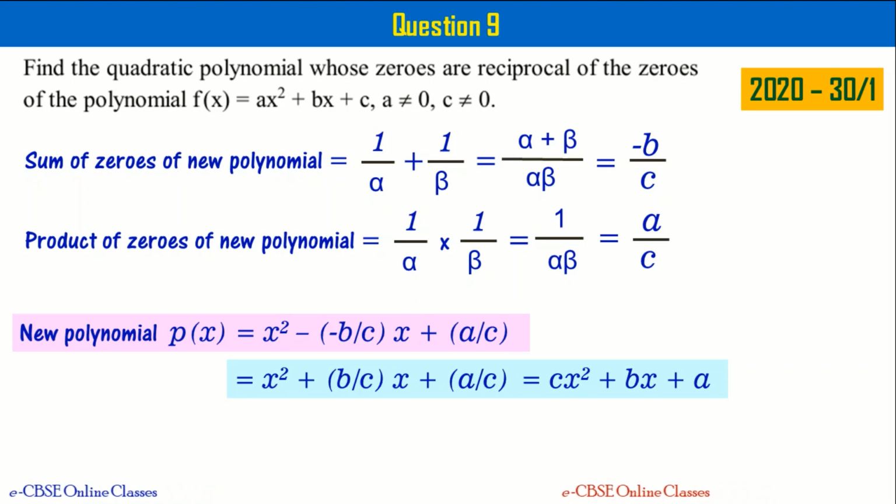This is the answer. If f of x is ax square plus bx plus c, that has got alpha and beta as the zeros, then p of x, that is equal to cx square plus bx plus a, will have 1 by alpha and 1 by beta as zeros.